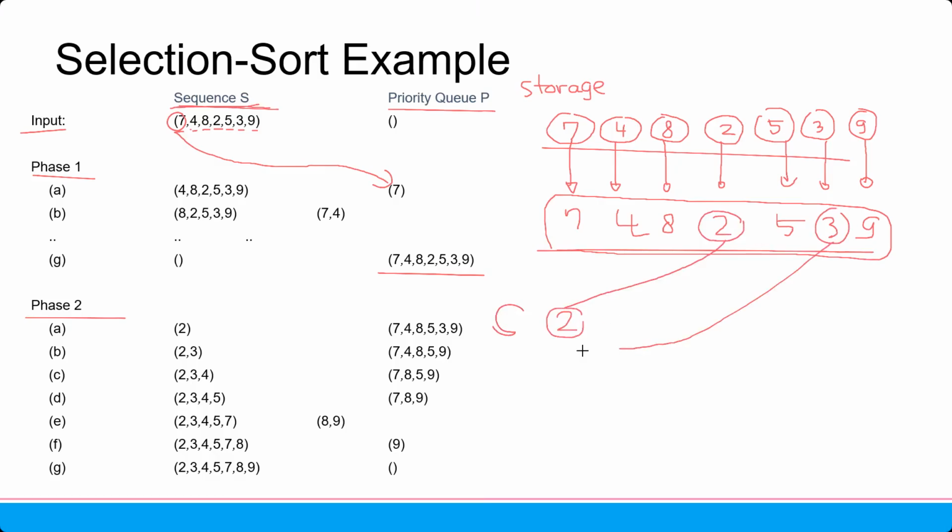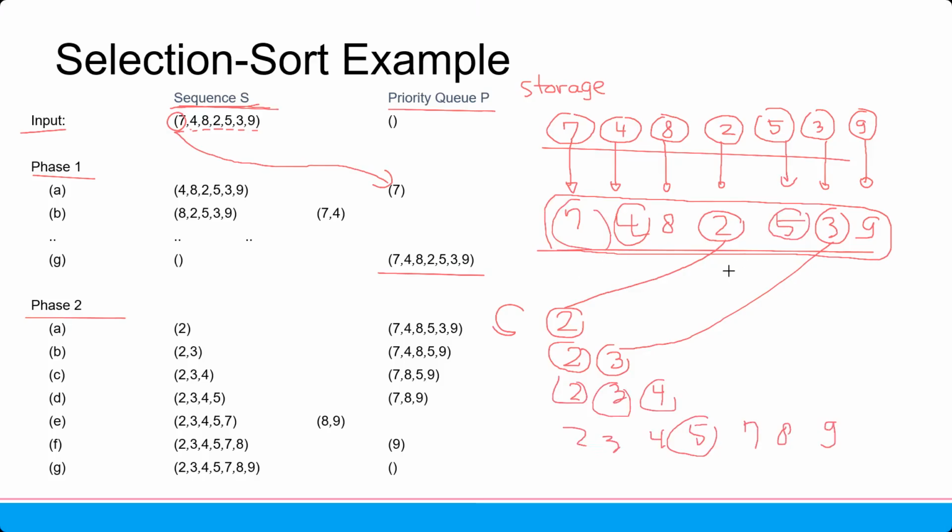And then we have another minimum. We put it after 2. And then we have another minimum, which we put after 3. And then we have minimum 5. We put it after 4. We have another minimum 7. We put it after 5. And so on.